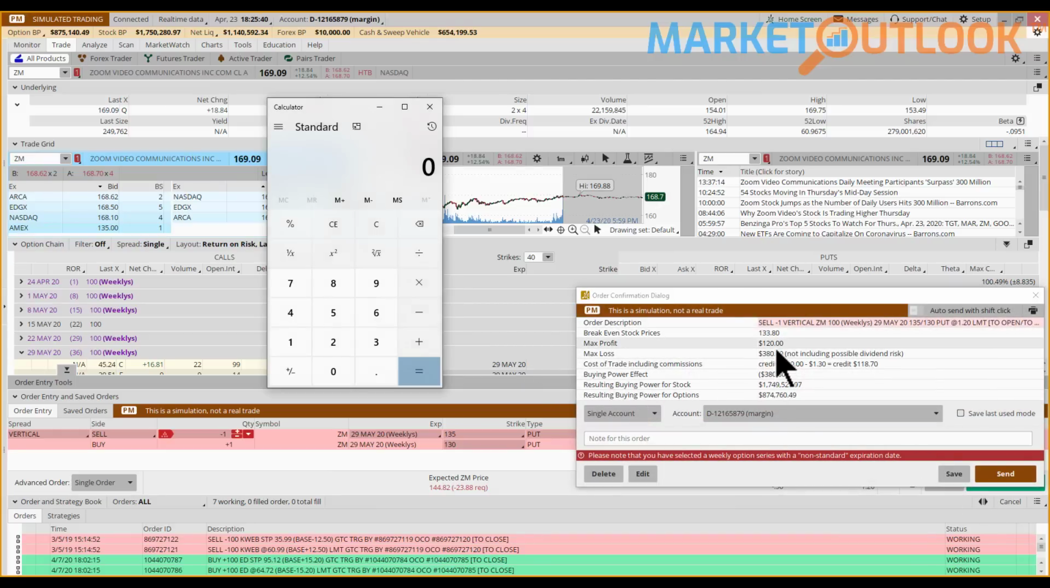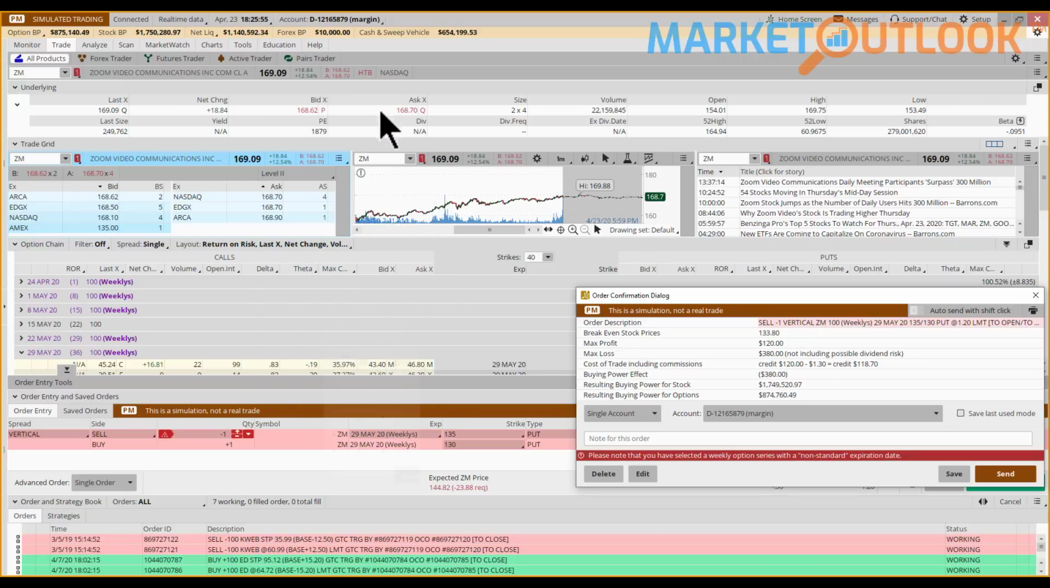You can see that if I take the max profit of 120 and divide it by 380, which is the max loss that you see right there, then that means that our return on risk is about 31.5%. And that's typically what we shoot for when we're doing these credit spreads like bull put spreads.